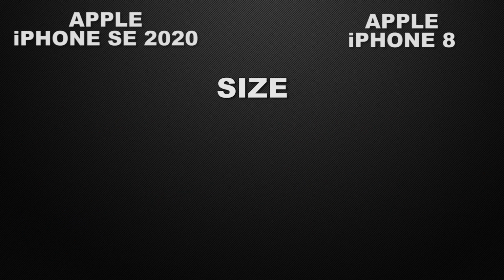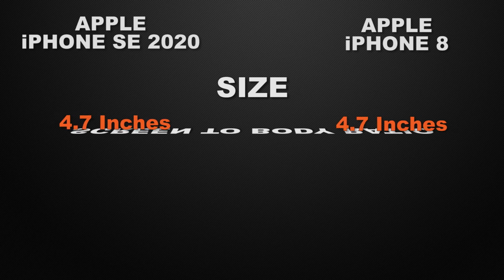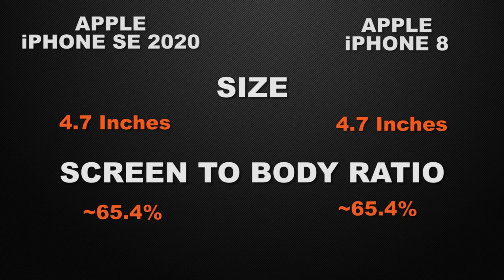Moving to the display of the devices. Start with the screen size of the devices. Both the devices have 4.7 inches of display, so it's a tie here. And in screen to body ratio, both the devices have 65.4% screen to body ratio. So physically both the devices have the exact same screen to body ratio. So again, it's a tie here.